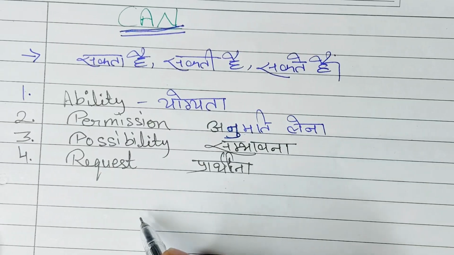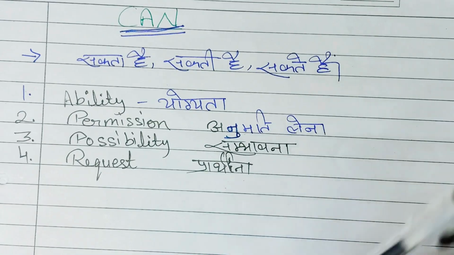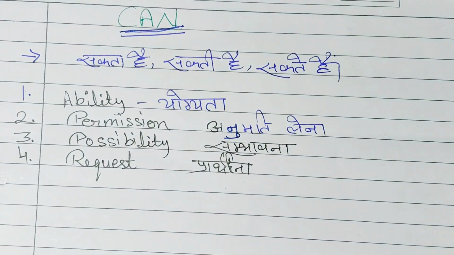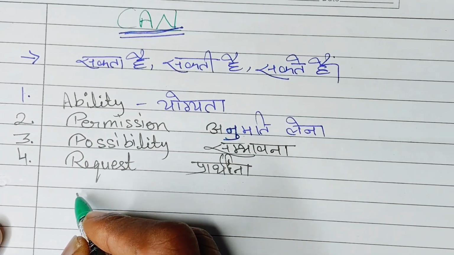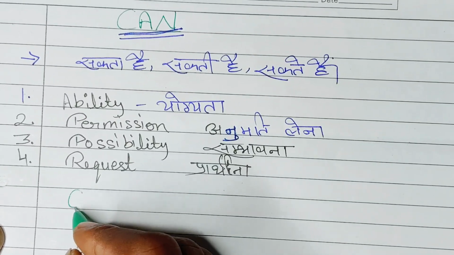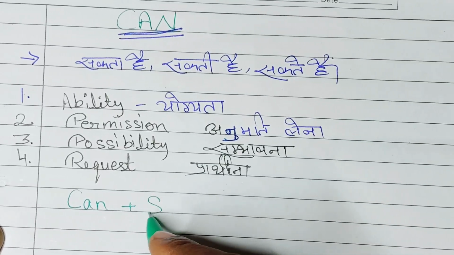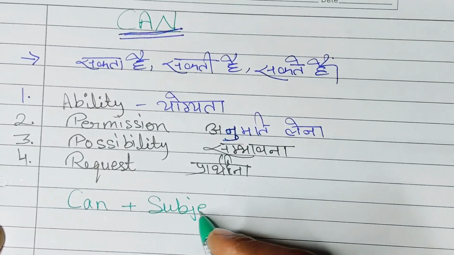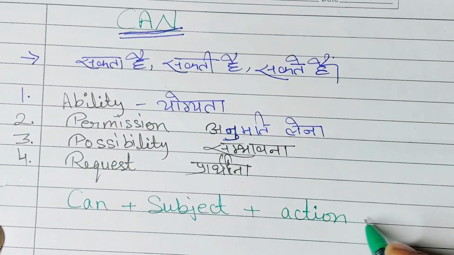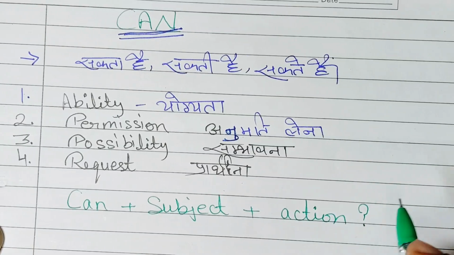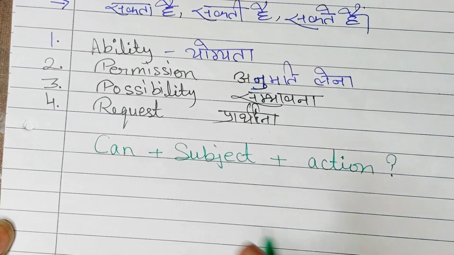So now I am going to write the structure of can. So I am going to use the green pen. If I talk about structure, first of all, I'll write can, then subject, then action. Which action? Verb की first form. You should use verb की first form here.